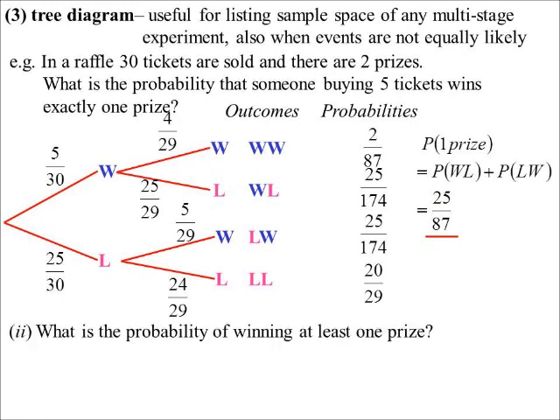Probability of at least 1 then would, well, I could go, I've already worked out 1 prize, so if I now work out winning both prizes and add them together, I could do that. Or I could again use the complementary idea and go, well, the complementary event is that I simply don't win any prizes. So I go 1 minus 20 on 29, that's 9 on 29.